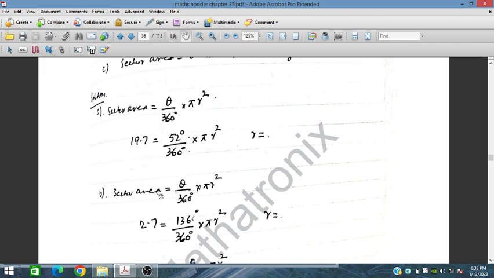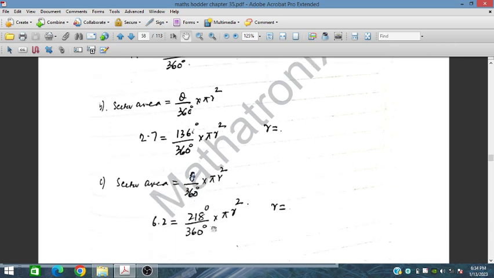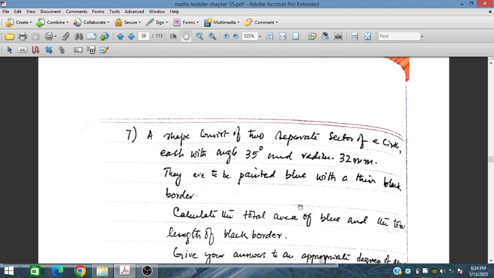Similarly for this one, sector area is given, angle is given, pi, and we have to find r square, and then r can be calculated. Similarly for this one, so this is all easy.